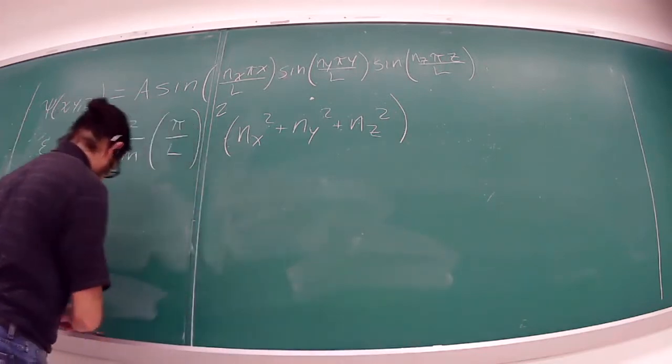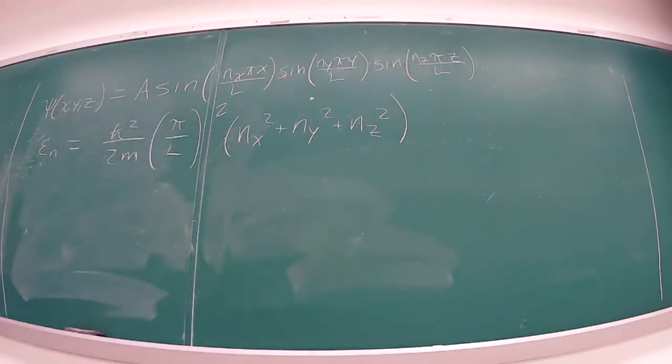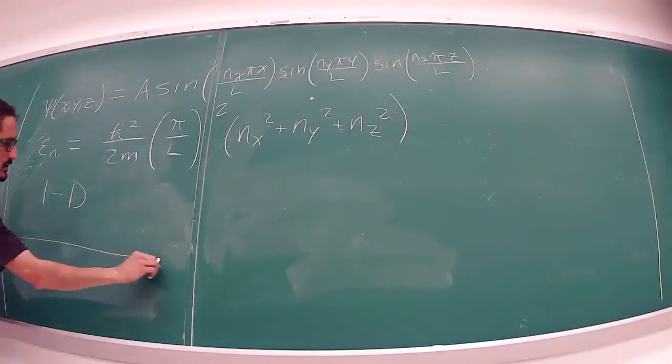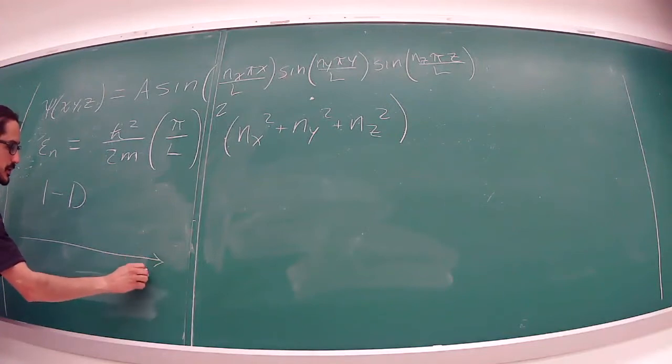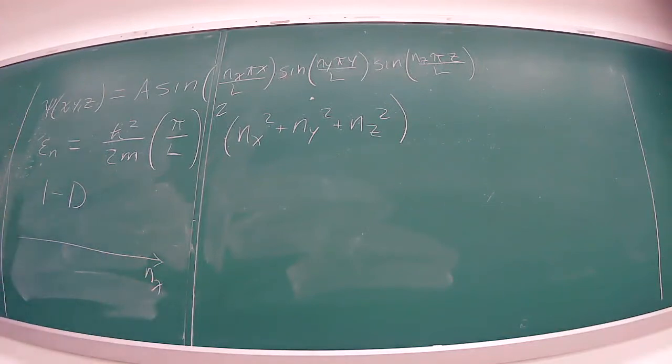So what picture is this painting? In the one dimensional case, we have just a line, and this will be nx. Over here we will have zero. And this will look just like the ladder that we drew before. So each one of these will be a higher energy state.